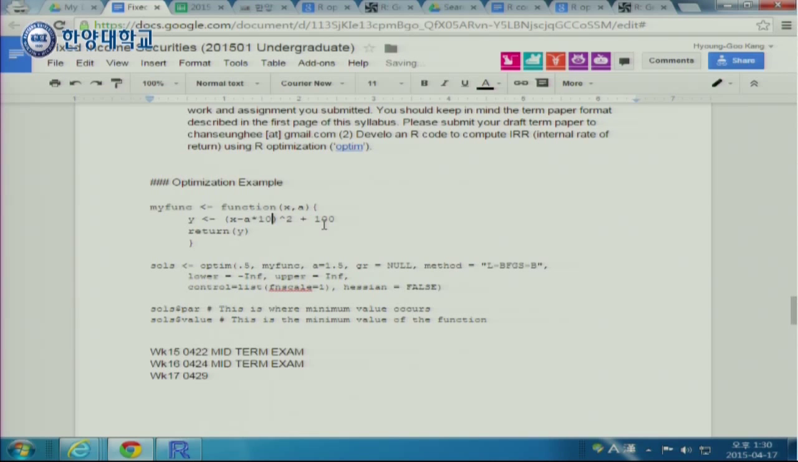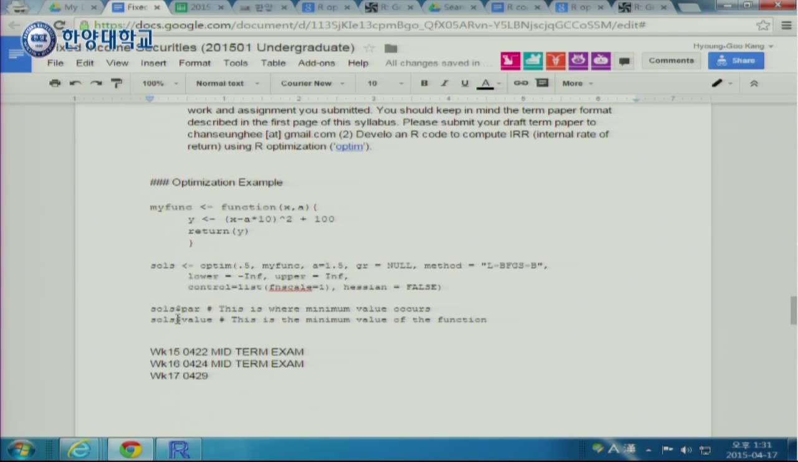If I change my function like this one, what would be your expected value of the source dollar parameter value? What would be the answer for this one? If I change the function this way, what is the answer? Yes, 15, right? Because now a is multiplied by 10 and I assign a 1.5. Therefore, it should be 15. And then what is the source dollar value?